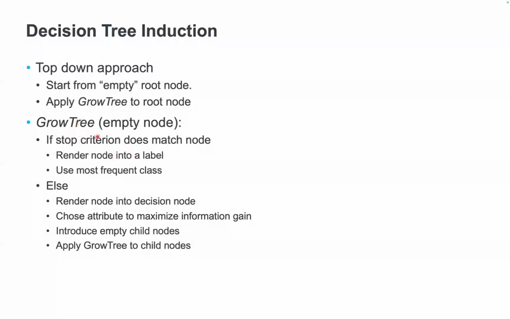But if the stopping criteria does not match yet, then I make this node become a decision node, and I choose an attribute that maximizes the information gain that allows me to reduce the entropy. I introduce empty child nodes. Now it depends, of course, on what are the possible value assignments for this attribute. And then for all the child nodes, I apply grow tree again, check for stopping criteria, and then possibly further grow the tree.